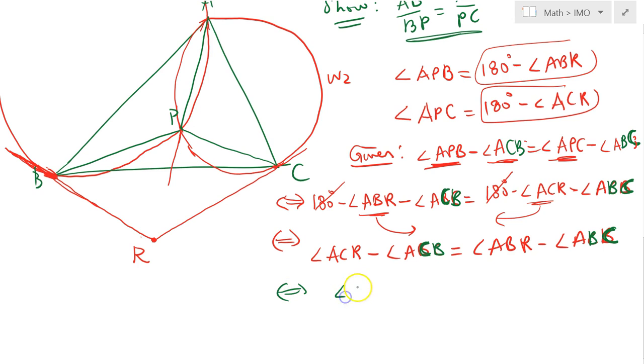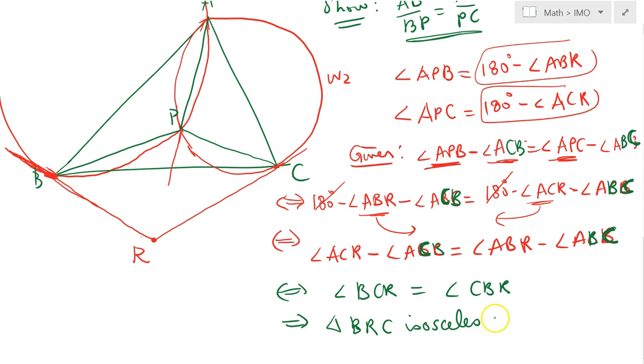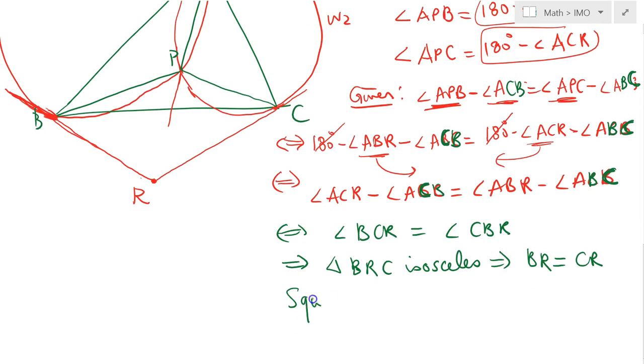So on the left hand side we have angle BCR is equal to angle on the right hand side ABR minus ABC, which will give us CBR. So this implies that triangle BRC is isosceles, and as a result, this implies that BR is equal to CR. But now I can simply square both sides. So squaring both sides would give me BR square is equal to CR square.